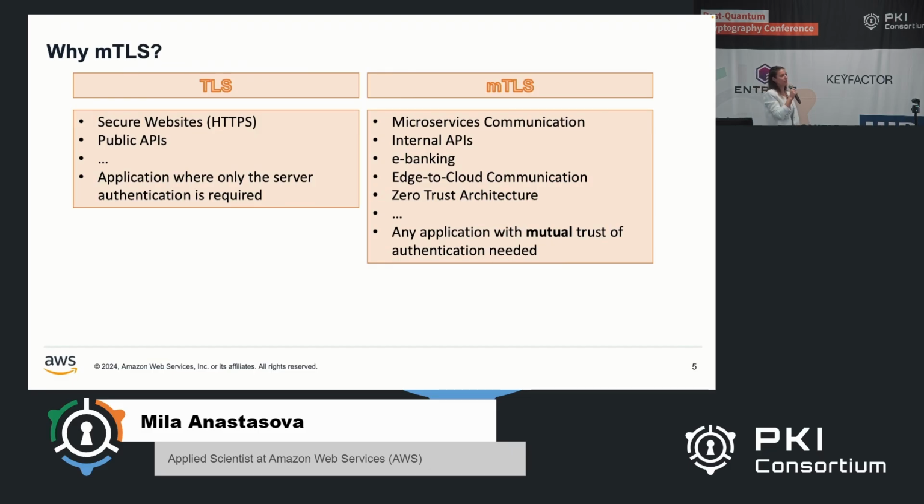Okay, after seeing why the post-quantum migration is important, let's see why mTLS is important. To do so, we're going to focus on one particular use case of post-quantum cryptography, in particular the network security protocols. As we know, TLS, Transport Layer Security, is widely deployed. It is used to establish connection with secure websites via HTTPS, for public APIs, and many other applications where only one of the communication parties is being authenticated. On the other side, mutual TLS, or mTLS, is used in scenarios where mutual authentication is required. Some of its applications include microservices communications, internal APIs, edge-to-cloud communication, zero-trust architecture, basically where both communication parties require authentication.